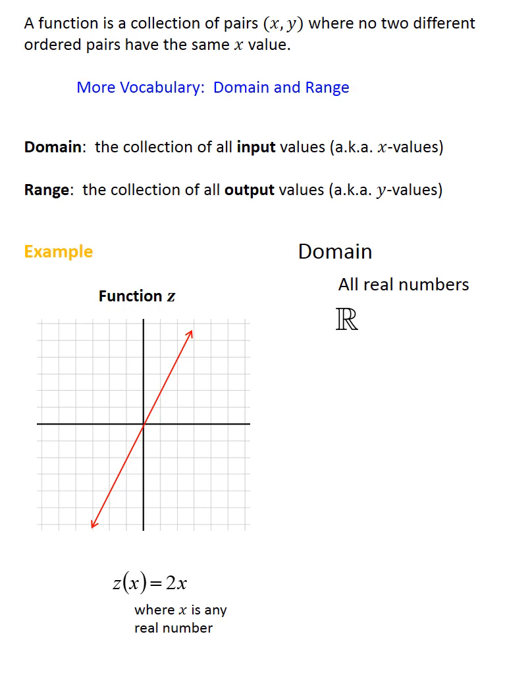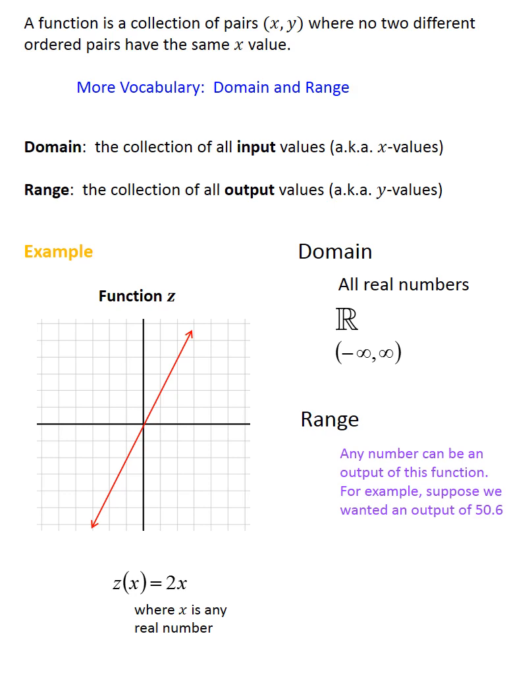By the way, this double-scripted R is a symbol for all real numbers, so it's acceptable to put that as well. It means the same thing. Sometimes you'll also see the set of real numbers listed as the interval from negative infinity to infinity. If you're not familiar with interval notation, it's not the main point of this video, and I wouldn't worry about that now. As far as the range goes, the range, of course, means all possible outputs for this function. Well, it turns out that any number can be an output to this function. And just to give one example of that, consider the following. Suppose we wanted this function to have an output of 50.6. That's just a random number that I made up to prove a point.